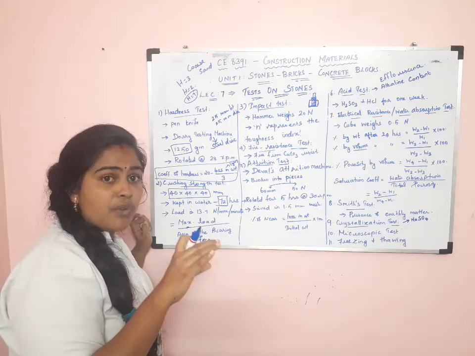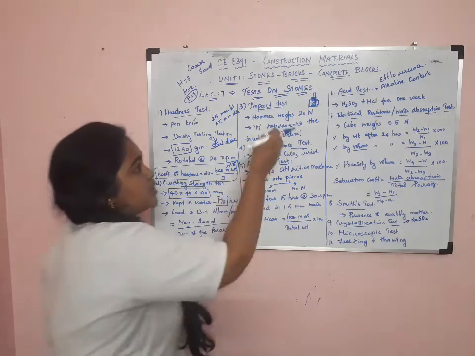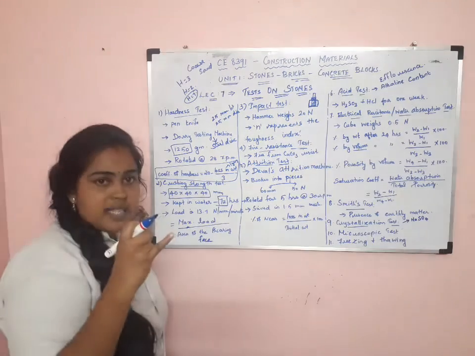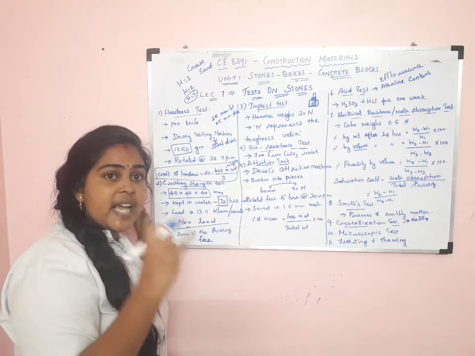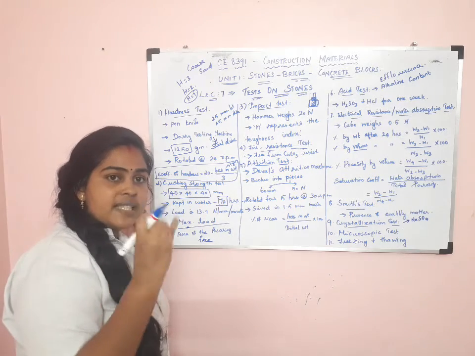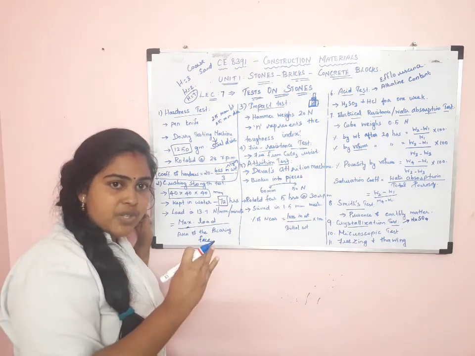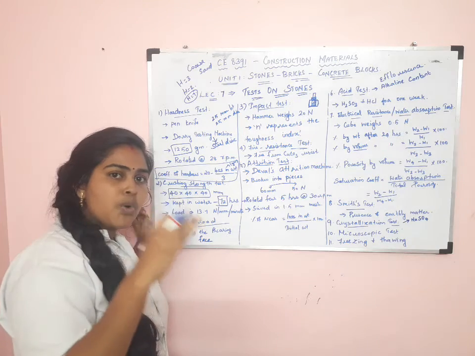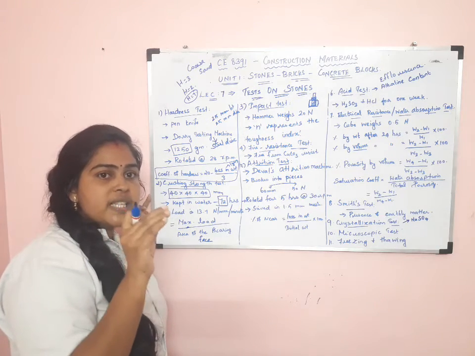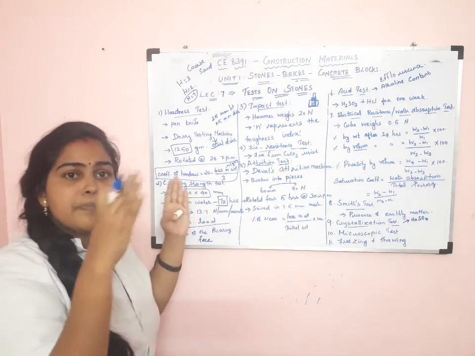the cast anvil of the machine, and the load, that is the hammer weight of 20 Newton, is applied at 1 centimeter. That is the first blow. The second blow is applied at a height of 2 centimeter and the third blow at a height of 3 centimeter, and so on. During this application of loads, finally the stone breaks.